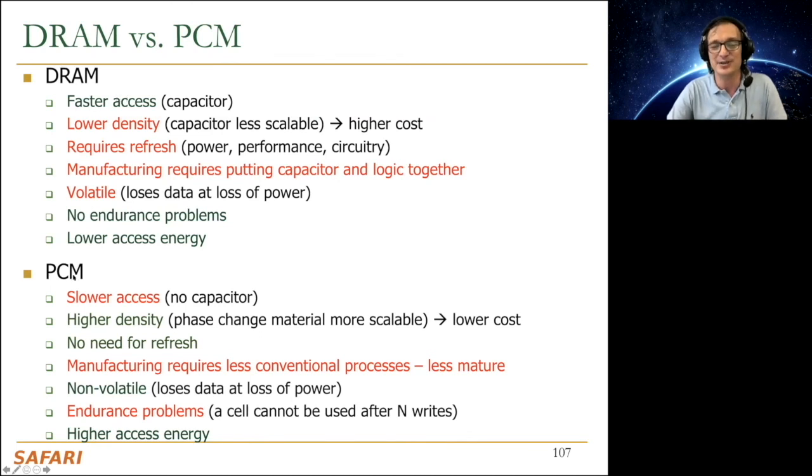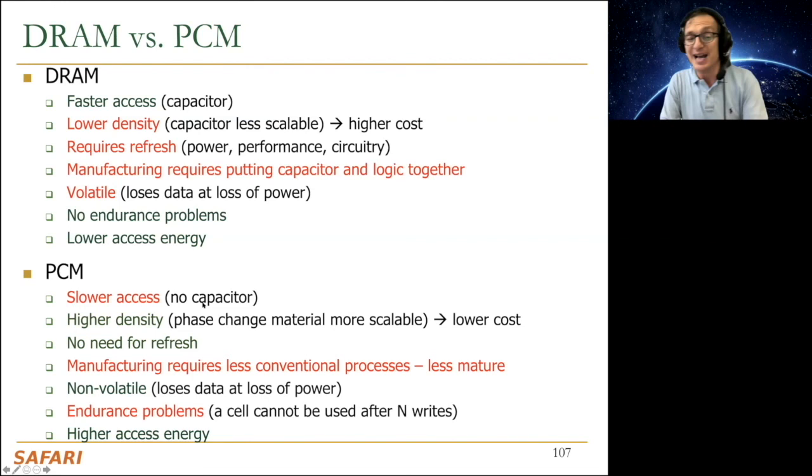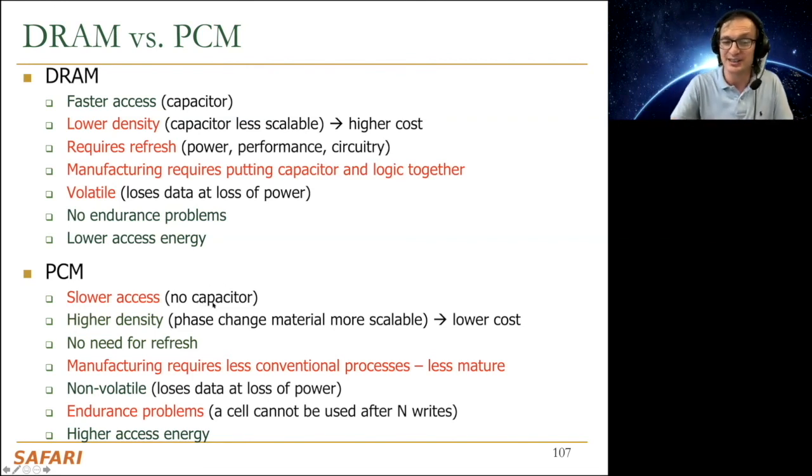So compared to phase change memory, DRAM is faster access actually. Capacitor and slower PCM is slower access because of the materials, etc. Especially write access are actually much slower because you need to melt some material to change its resistance state essentially. But we're not going to go into the details of it.